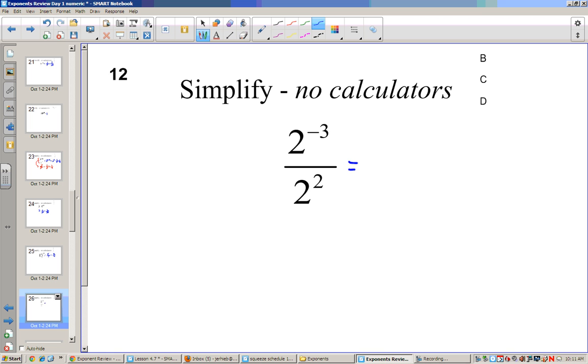Again, pause the video. All right, if I take this and put it in the denominator, that means there's just a 1 up there. 2 squared times 2 to the third. So that's going to be 1 over 2 to the fifth, because I add the exponents, since they have the same base. So that's going to be 1 over 32.